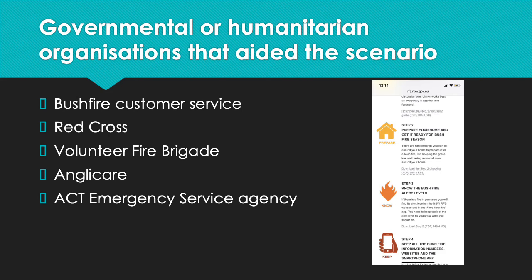The fourth one is Angel Care. I think Angel Care is not very popular, but they have more responsibility to help refugees who have lost their homes, and with environmental pollution after the fire. And the final one is the ACT Emergency Service Agency.